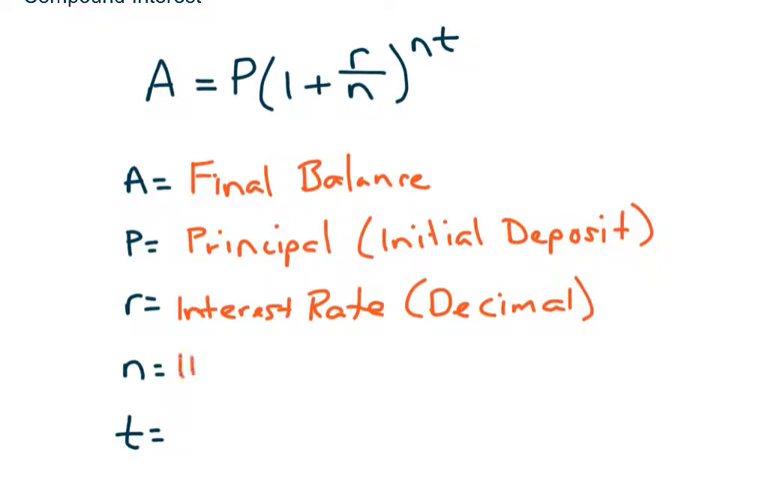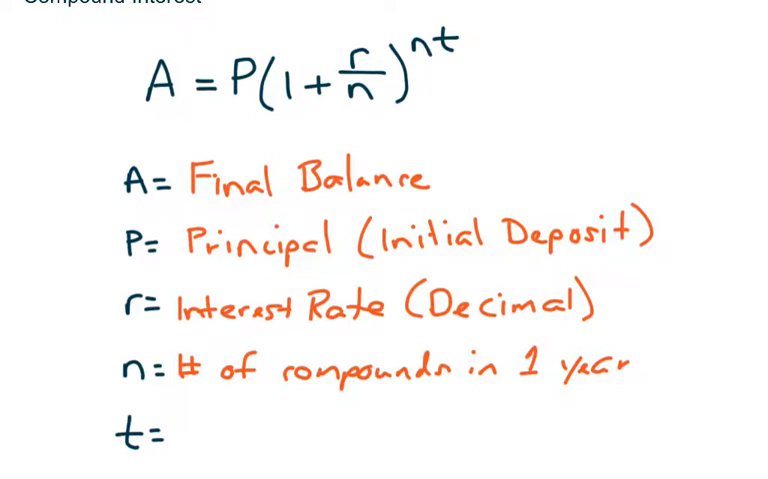N value is the number of compounds in 1 year. So this might be something to jot off to the side. If it says compounded quarterly, there are 4 quarters in a year. So your N value would be 4. If it's compounded monthly, there are 12 months in a year, so you're going to have an N value of 12. If it's compounded daily, 365 times, because there's 365 days in a year.